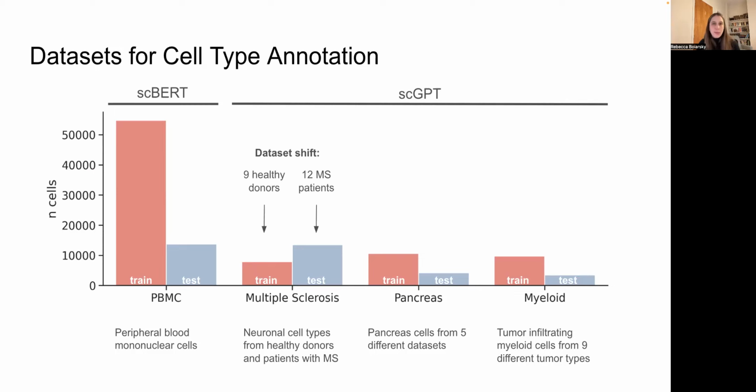And it's worth noting that the multiple sclerosis dataset is split in such a way that it represents a case of dataset shift, where the test distribution is significantly different than the training distribution, because all the healthy donors were put into the train set and the MS patients were put in the test set. So this represents a particularly challenging case for doing prediction.